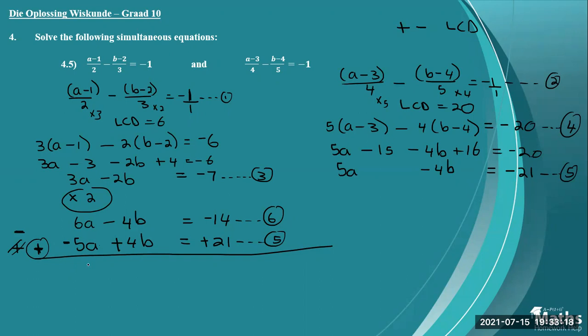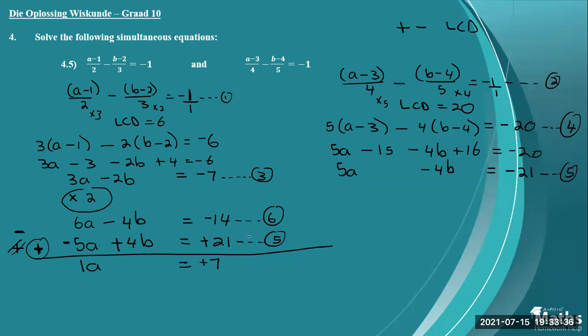6 minus 5 is 1. I owe 4 and I have 4, gone. I owe 14, but I have 21. So that means I have 7. So a is equal to 7.